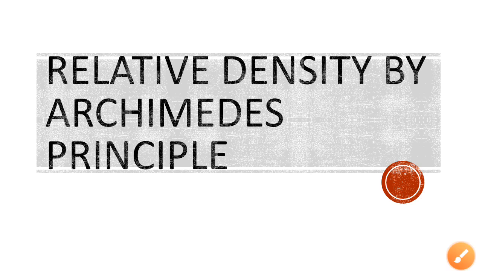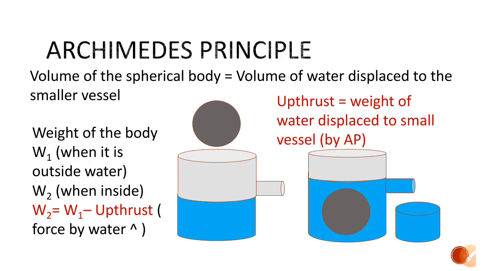Good morning, students. So after knowing about relative density, here we will know how to calculate the relative density by using the Archimedes principle. This is from chapter 5b of class 9 physics. First we will know about the Archimedes principle, the basic idea of the Archimedes principle.